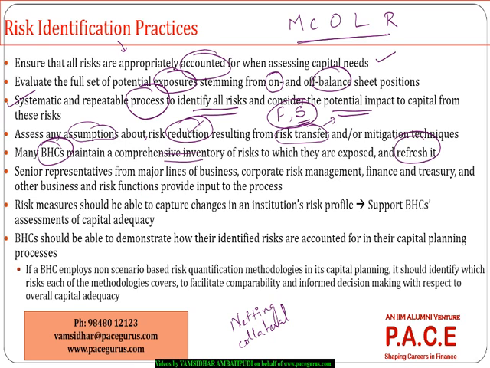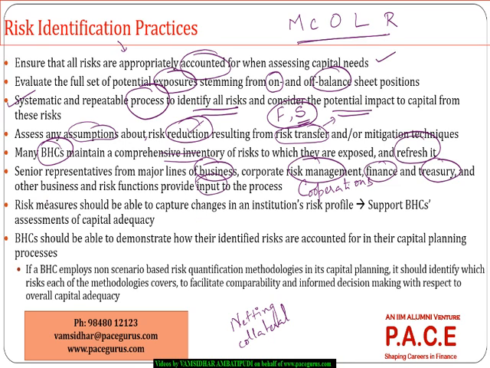Now, the most important aspect is almost all the lines of business: corporate risk management, finance, treasury. So different kinds of business lines, both the line as well as the support functions, they have to provide input. So which means cooperation is required from all the departments to come out with a comprehensive and an effective risk identification practice. Right? So all the departments should really provide input to the process.